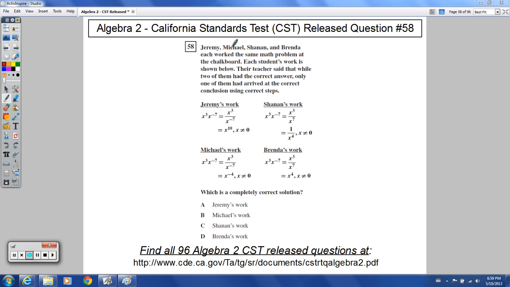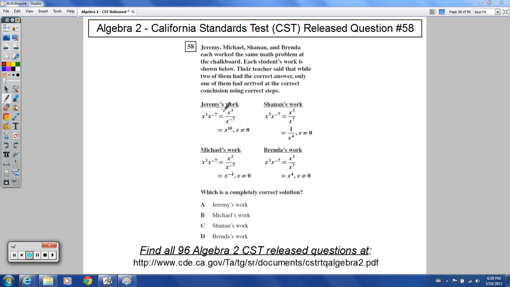It says Jeremy, Michael, Shannon, and Brenda each worked the same math problem at the chalkboard. Each student's work is shown below. Their teacher said that while two of them had the correct answer, only one of them had arrived at the correct conclusion using correct steps. And so here's Jeremy's work, here's Shannon's work, here's Michael's work, and here's Brenda's work. So which one is the completely correct solution?